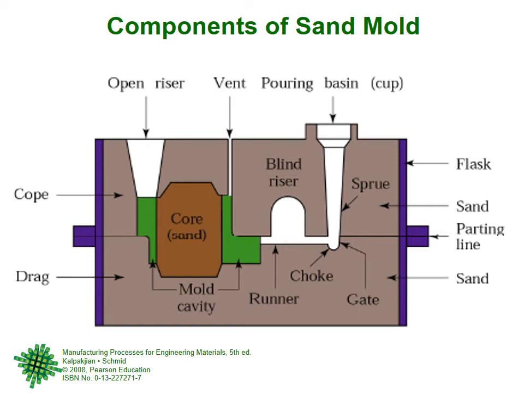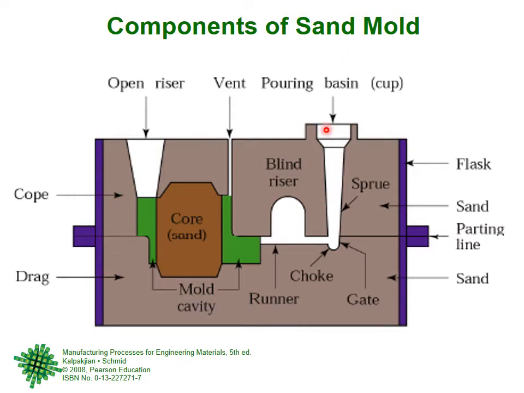We are showing you the components of a sand mold once again. This diagram we have discussed in a lot of detail earlier. So you already know all these components, right? You have the flask, which is the outside. The top of the flask is the cope. The bottom is the drag.